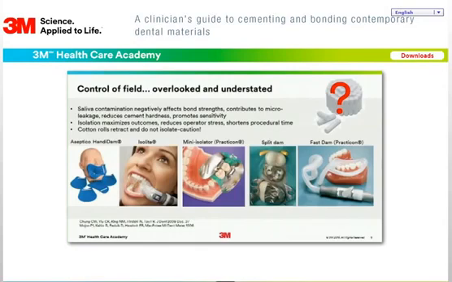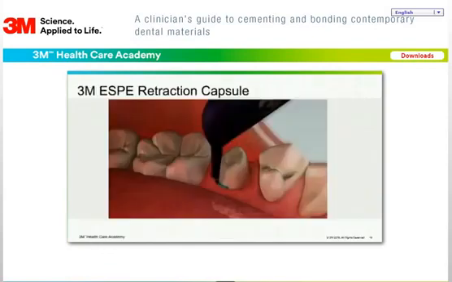just cotton rolls. There's a device out there, a 3M retraction capsule, which I have used for the last 2 or 3 years, which has a narrow cannula that will inject a paste containing aluminum chloride into the sulcus. And I commonly use this pre-placement of my restorations to eliminate the bleeding and to slow crevicular fluid from coming up through the sulcus, particularly when a cord is used in conjunction with this.